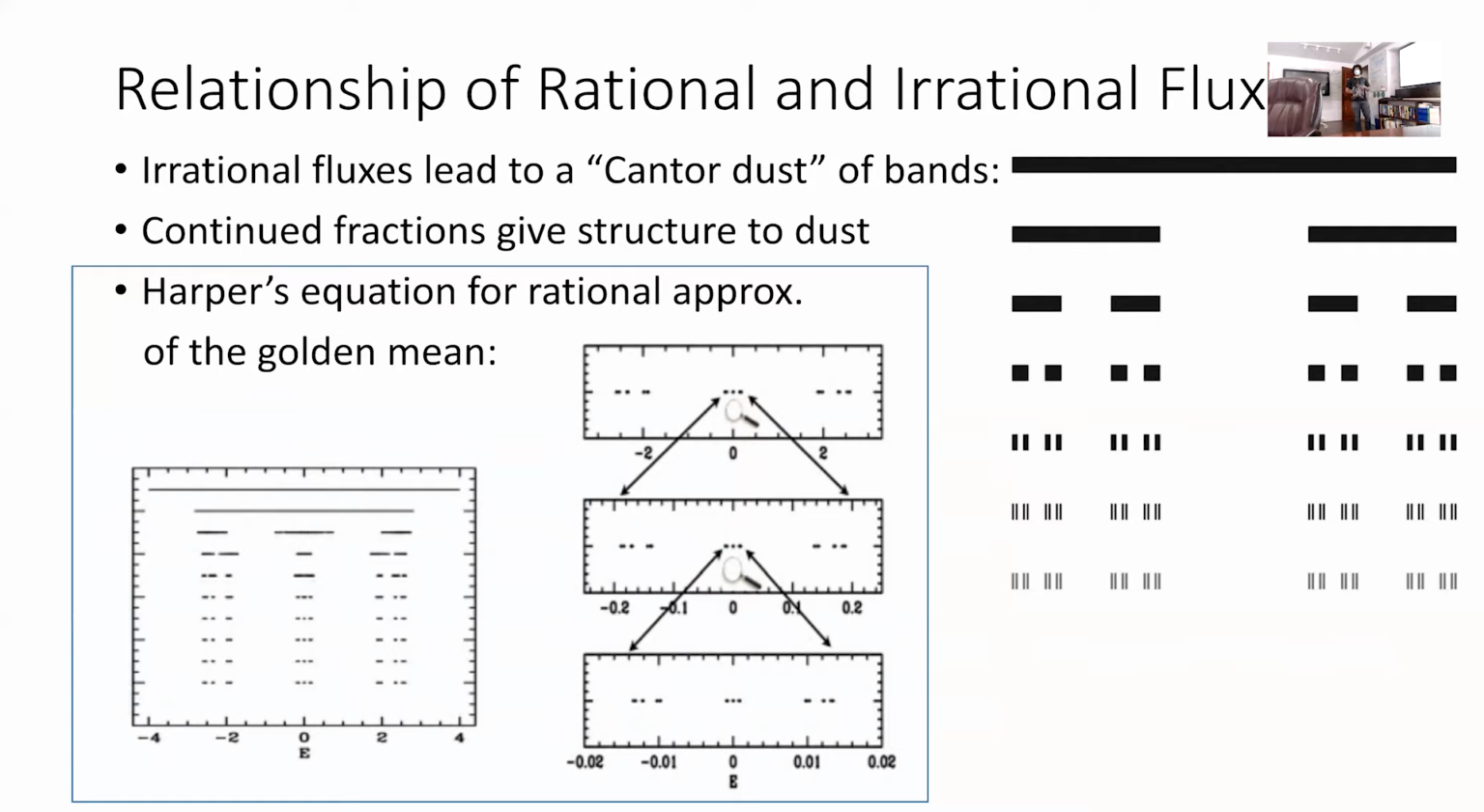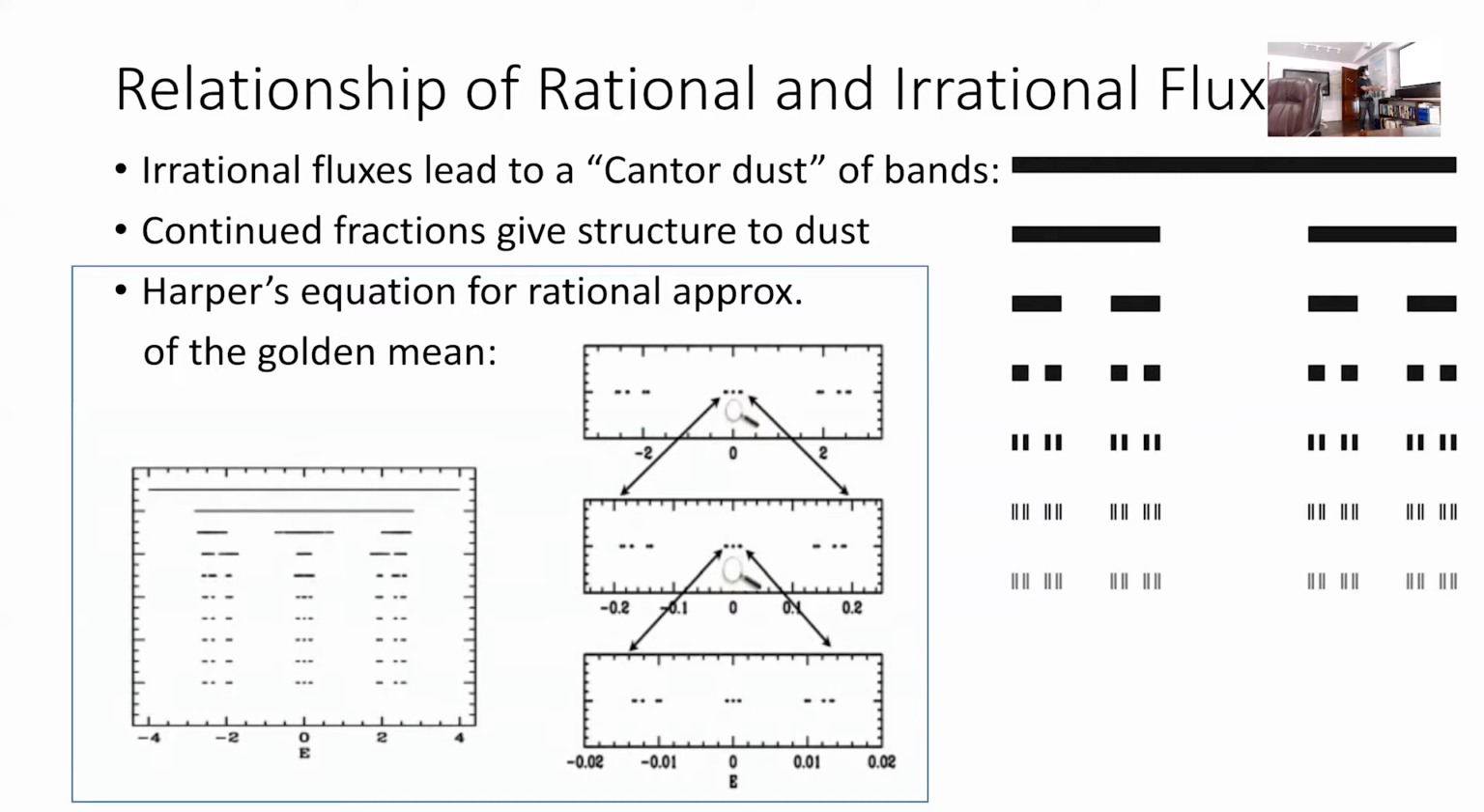But you could still have some other irrational number that's not self-similar, that has values changing erratically, but you could still understand their properties in this way. So these irrational fluxes lead to a Cantor dust of bands, and this is just a quintessential example of a Cantor dust, if you go to this infinite limit.